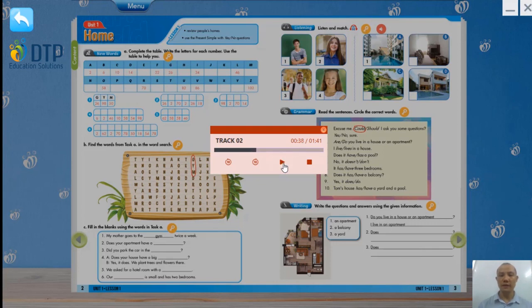Where does she live? In a house. And what else do you hear? Garden, flowers, and trees. So which pictures? You can see a garden and trees. C. That's right. So number 2, we'll go with pictures C.